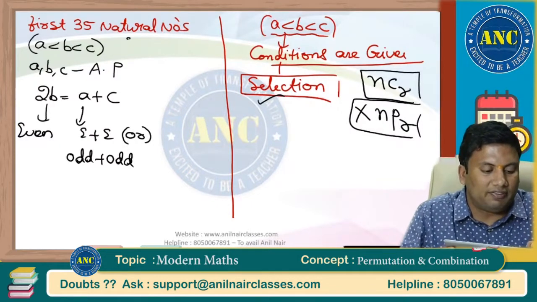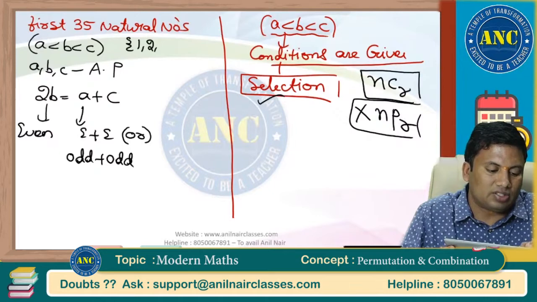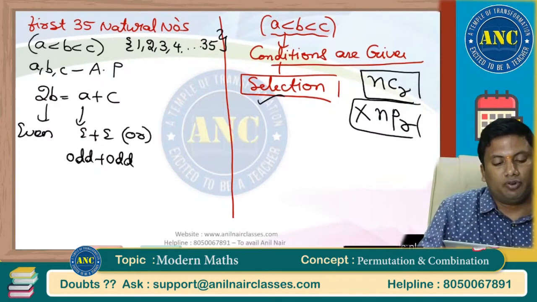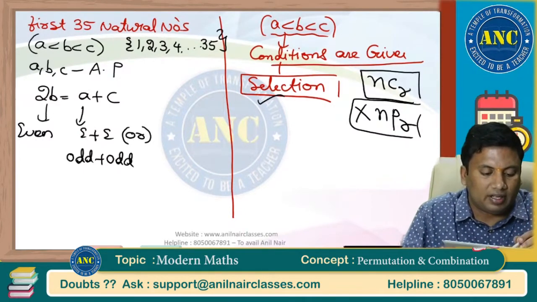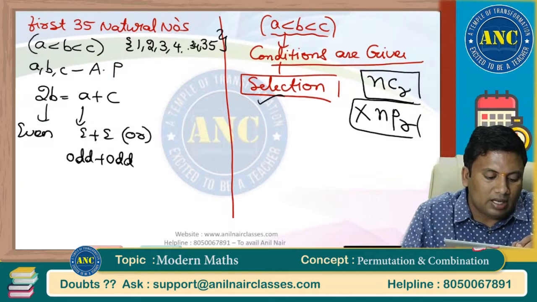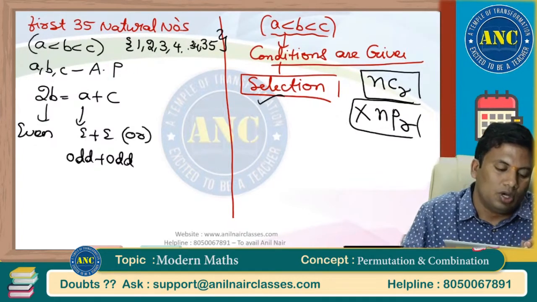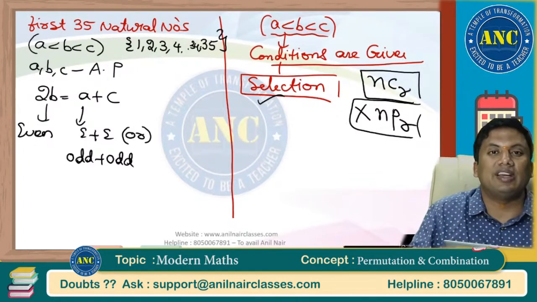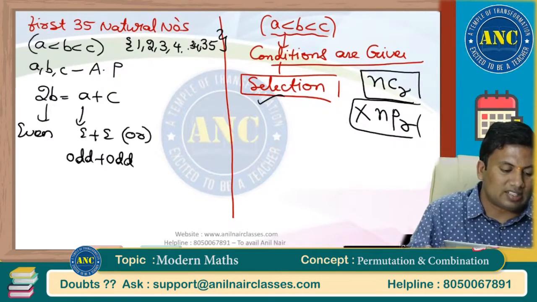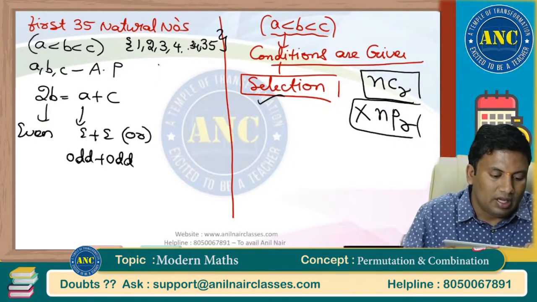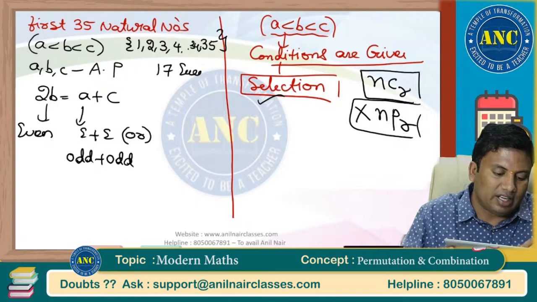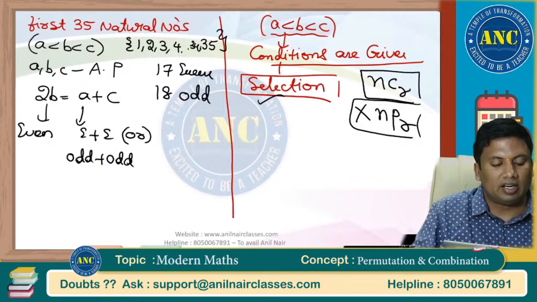First 35 natural numbers. That means it is 1, 2, 3, 4 and so on up to 35. The largest even number is 34. 2 ones are 2, 2 twos are 4, 2 17s are 34. So there are 17 even numbers out of 35. Remaining are odd, so 18 are odd.